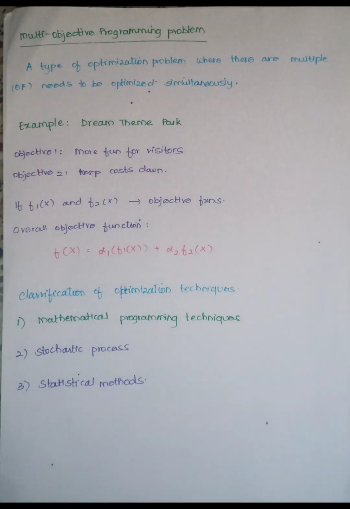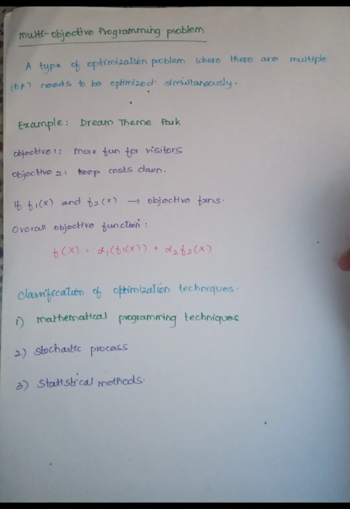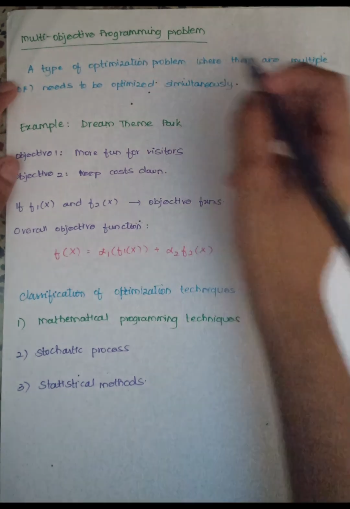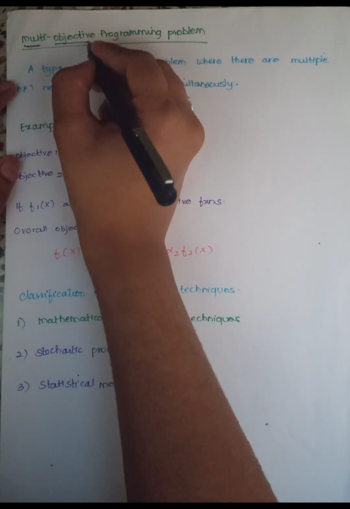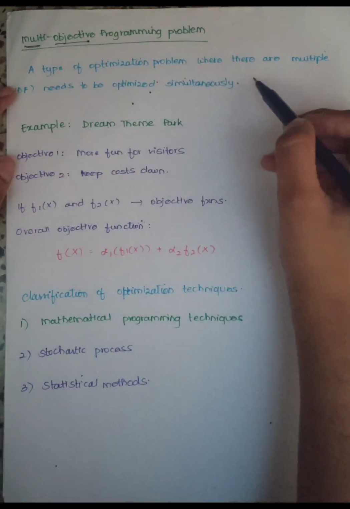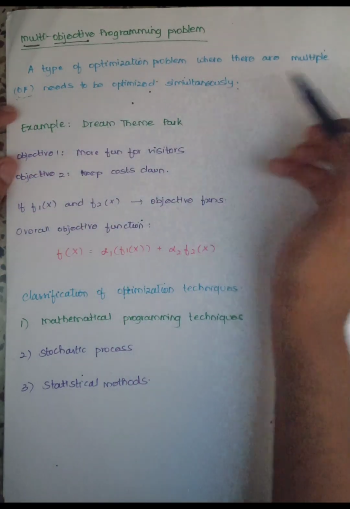Let's see about the multi-objective programming problem. As we have seen the types of objective functions, previously there were minimization functions, maximization functions, and multi-objective functions. So what is this multi-objective programming problem? As the name suggests, multi-objective means there is more than a single objective. It is a type of optimization problem where multiple objective functions need to be optimized simultaneously.